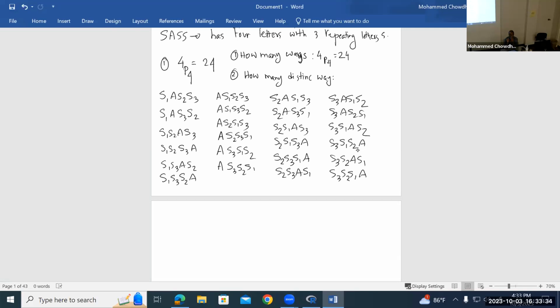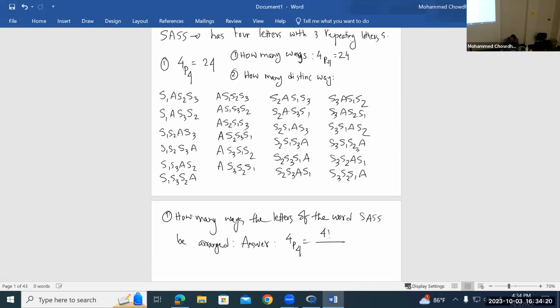Now, take a look. Our first problem is: how many ways can the letters of the word "sass" be arranged? The answer is 4 permute 4, which could be written by the formula as factorial 4 over factorial (4 minus 4), so factorial 4 over factorial 0, equal to 24.